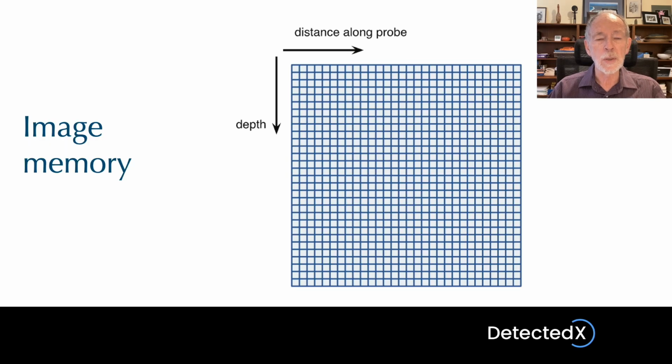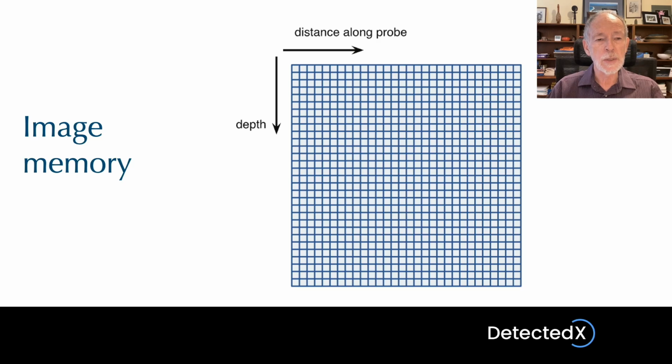The image memory is simply an area in the machine's digital storage, and it's going to contain a representation of an image. So we can think of it as if it's just a rectangular array of storage locations, which, as I mentioned, we refer to as pixels, picture cells. And we can think of the vertical axis, as I've shown, being the depth into the tissues, and the horizontal axis being distance along the face of the probe. So we'll just have a series of digital values stored in each of these memory locations, and those will tell the machine what grayscale value to display at the corresponding point.